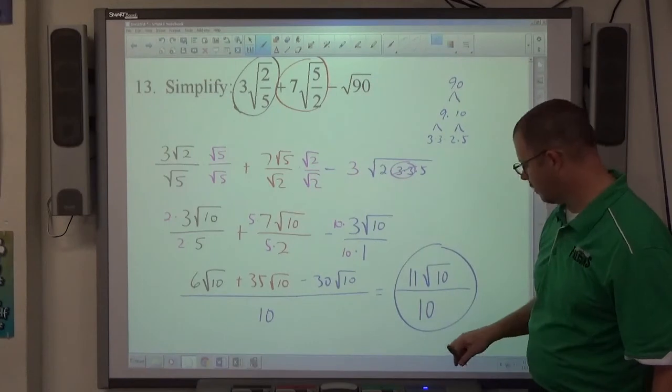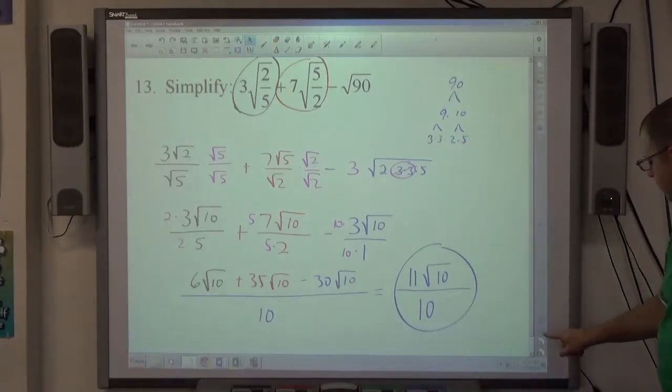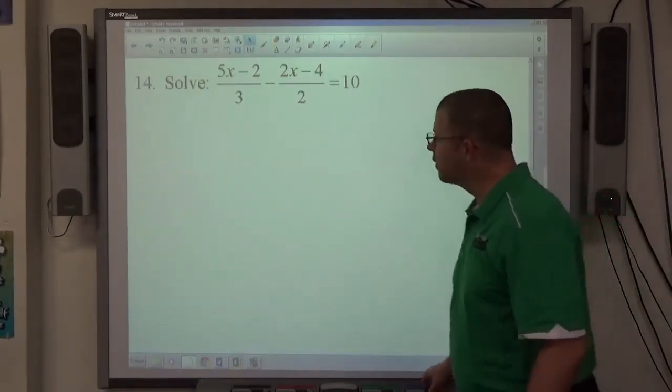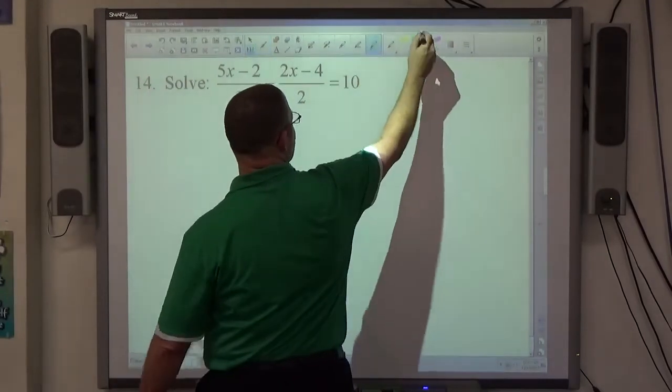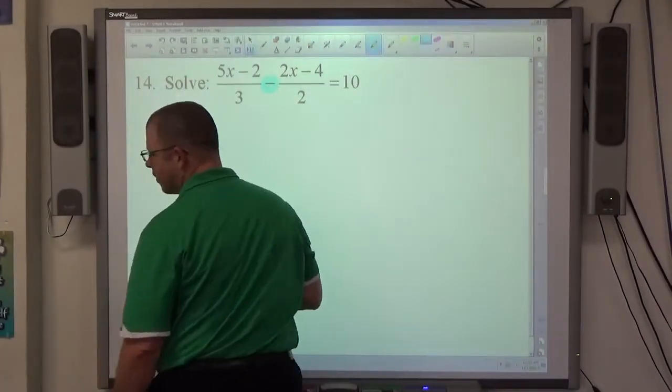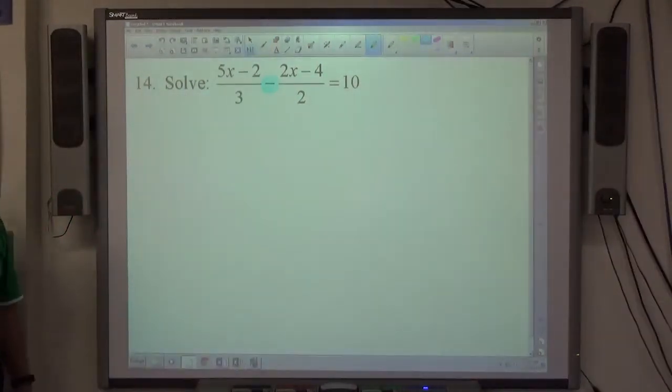And that's the final answer for that. Number 14, solve. Let me just highlight really quickly where some of you are going to mess up if you're not careful. There's a minus sign in front of that second fraction.